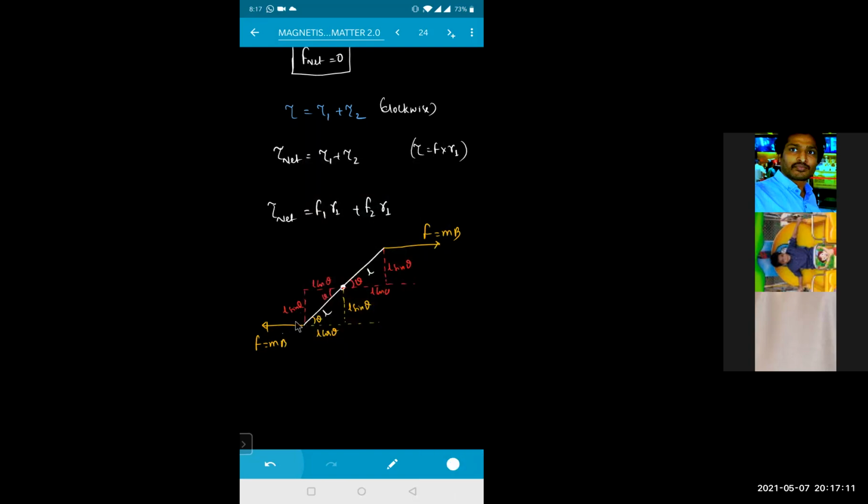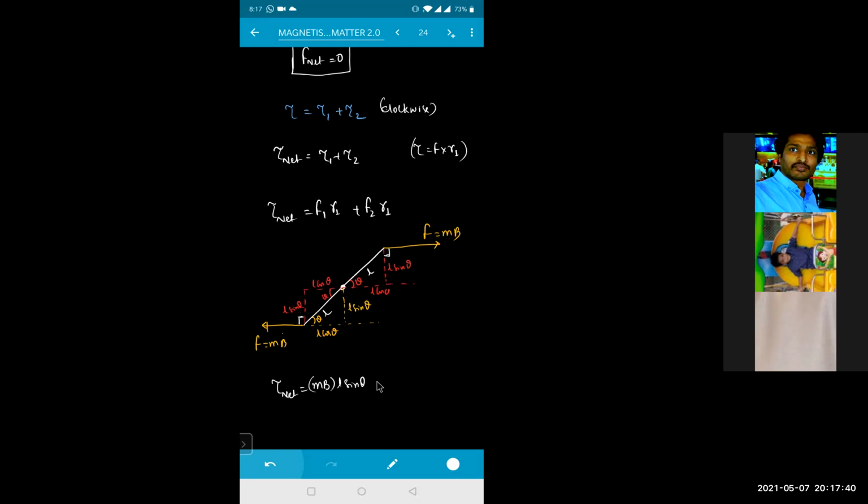So this force into perpendicular distance will constitute what? Torque. This is force and this is perpendicular distance. The angle between them is how much? 90. Perpendicular distance is how much for me? L sin theta. So tau net will be equal to, I'm writing this one first, M into B into perpendicular distance, which is L into sin theta. Can I write like this?